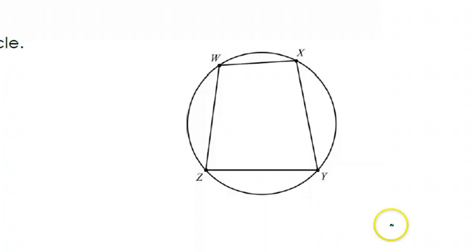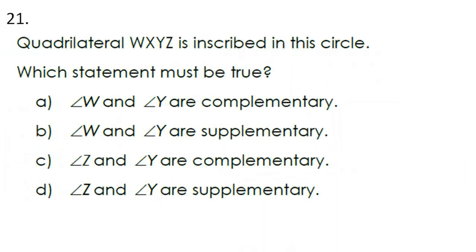Well, without even looking at the question yet, the one thing that we've learned about a quadrilateral inscribed in a circle is that opposite angles should be supplementary. In other words, W and Y should be supplementary. They should add up to 180 degrees. Z and X are supplementary. So that's what we are looking for.